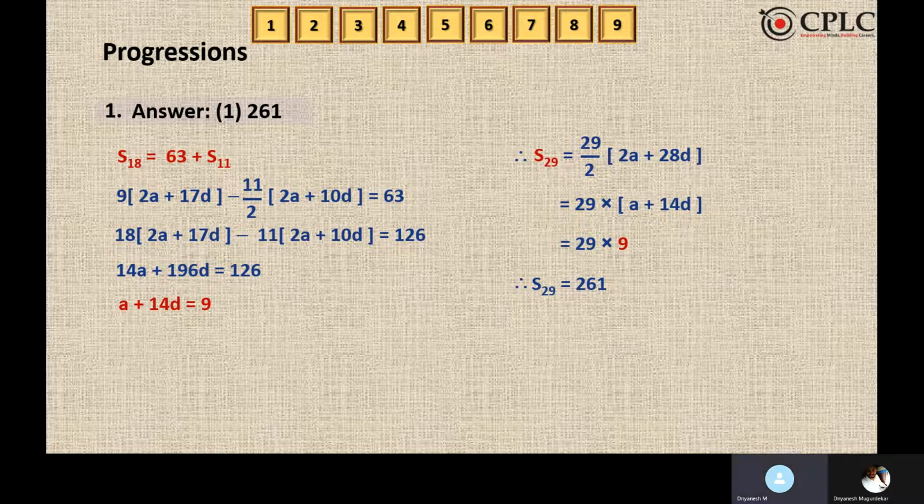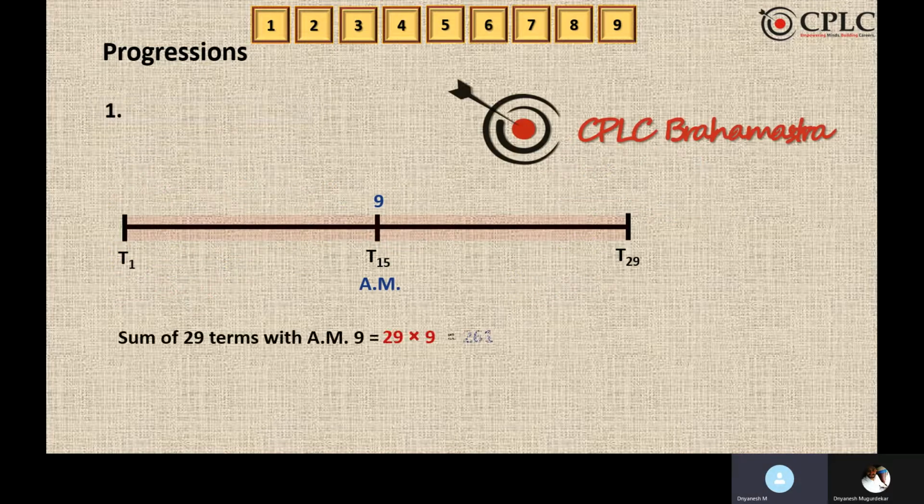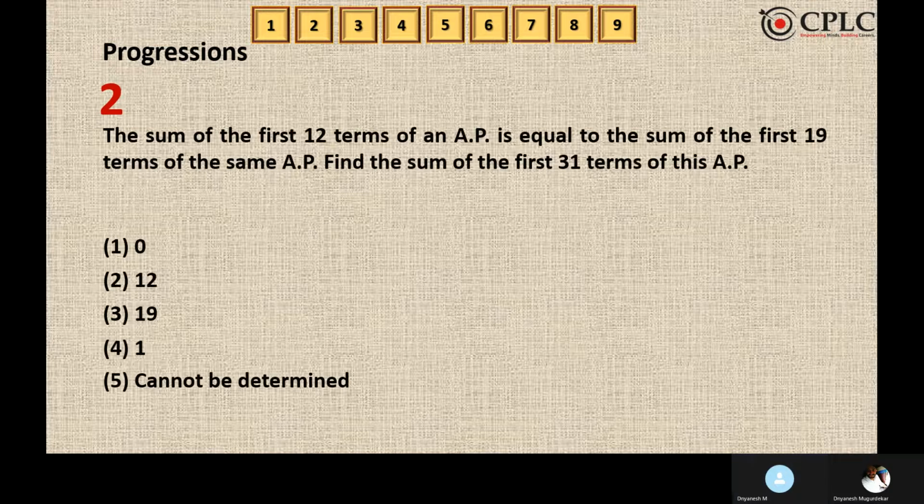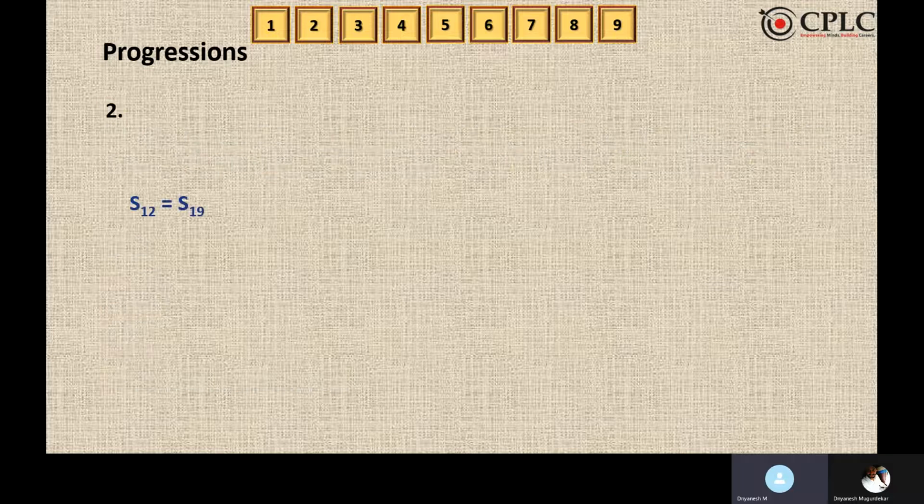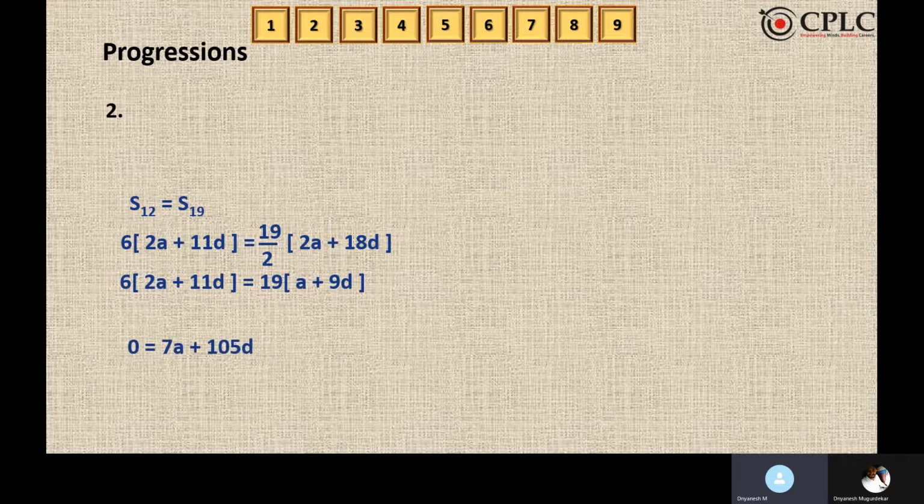Pretty straightforward and simple. Similar is the second question. The sum of first 12 terms of an AP is equal to the sum of first 19 terms of an AP. Find the sum of first 31 terms of an AP. So S12 is equal to S19. Again, you start solving with the Sn formula of AP. Simplify, multiply, subtract, divide throughout by 7 and you will get a plus 15d as 0.